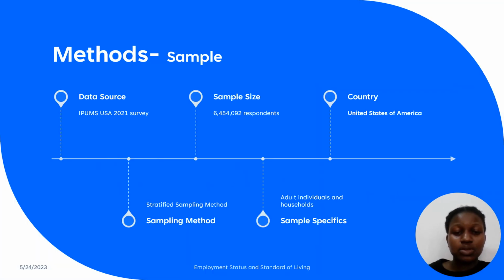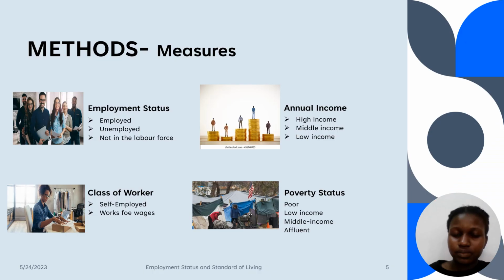My sample data was extracted from the IPUMS USA 2021 survey with a total of 6,454,092 respondents from the USA. The sampling method used was the stratified sampling method, and though the ages of the respondents were not specifically stated, the data was collected from adult individuals, but with household data, all ages were included.